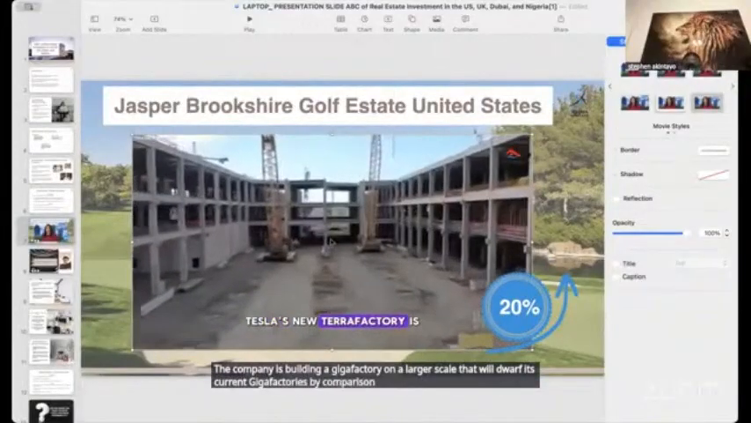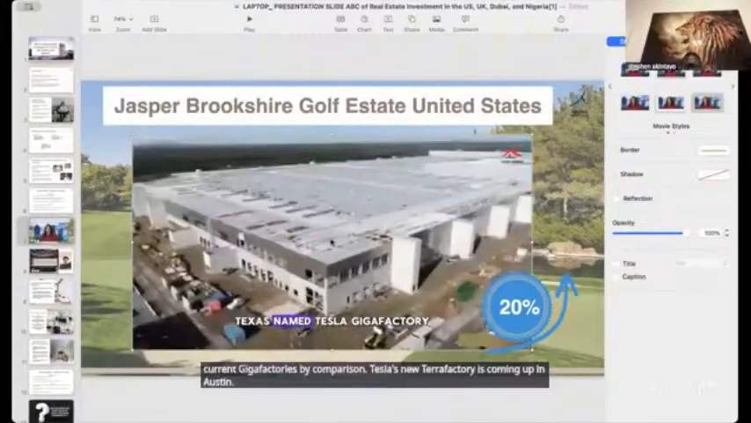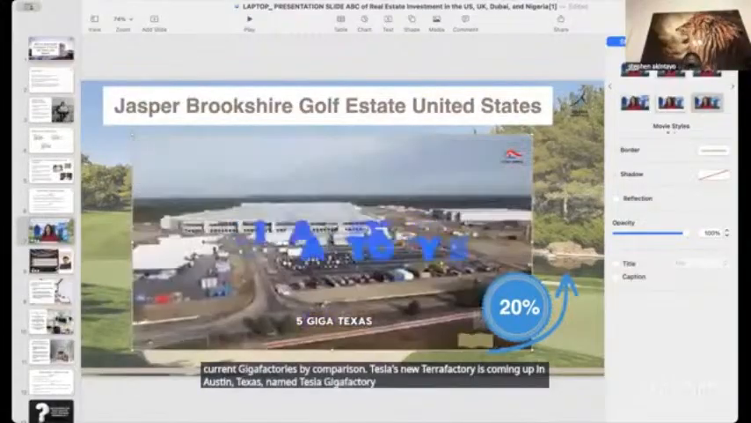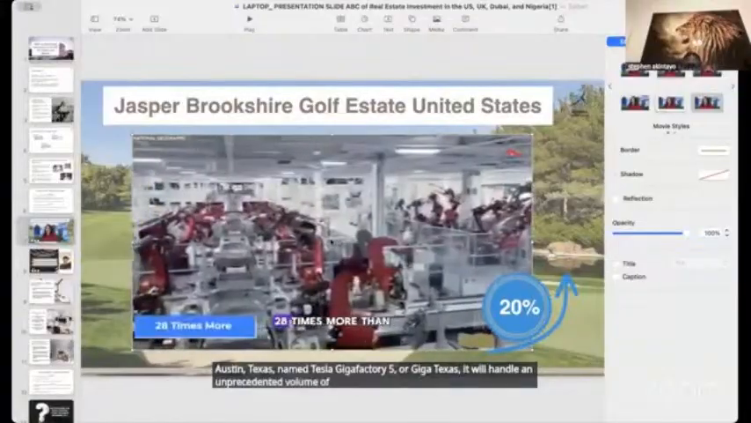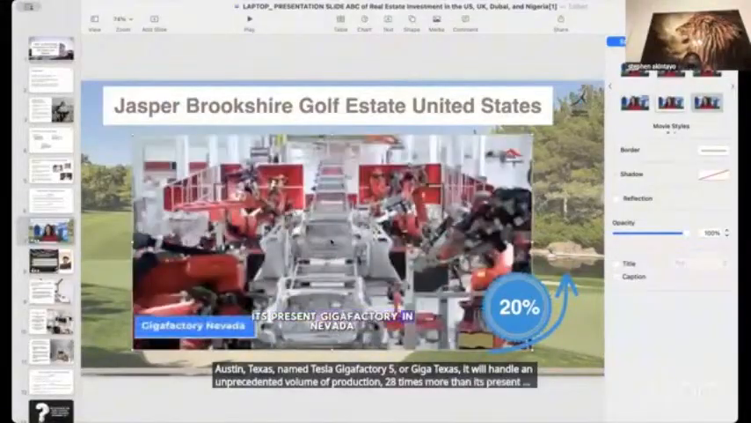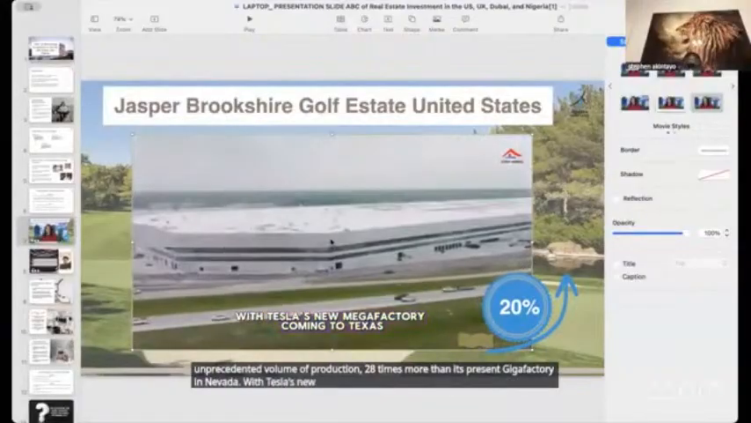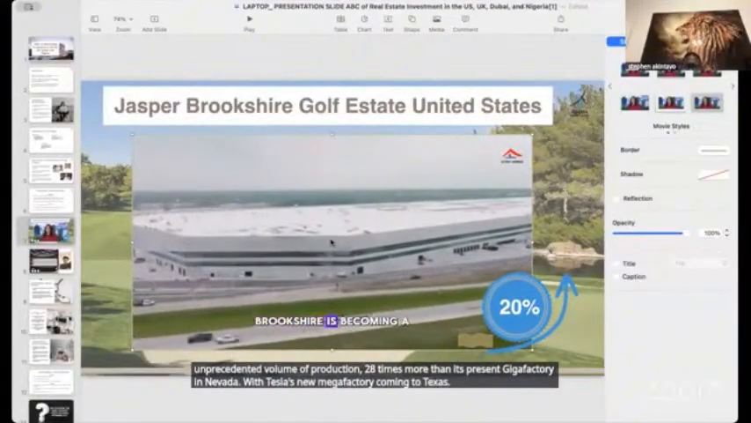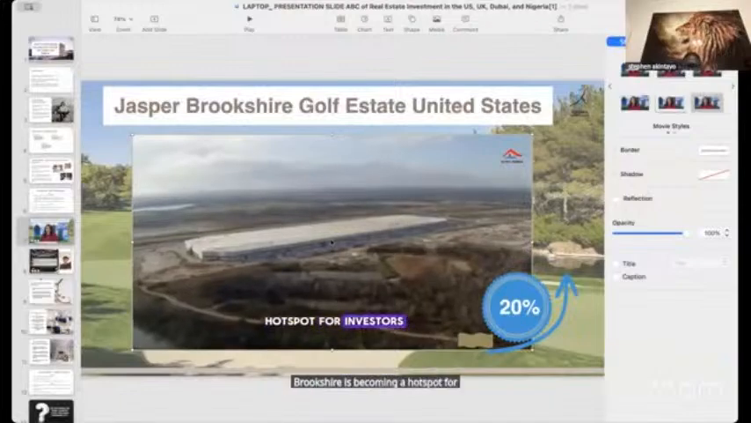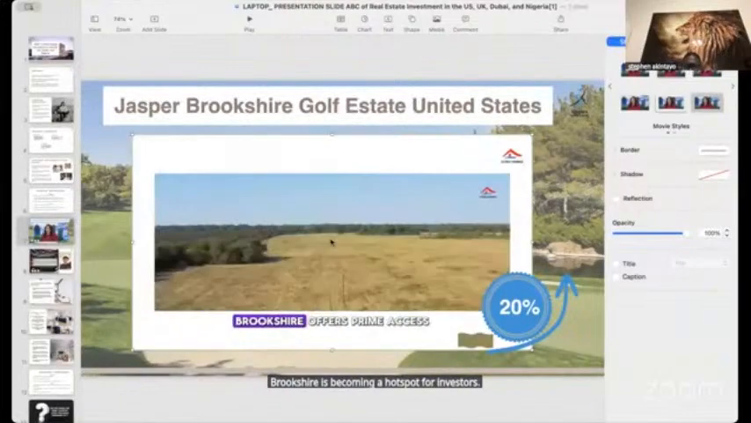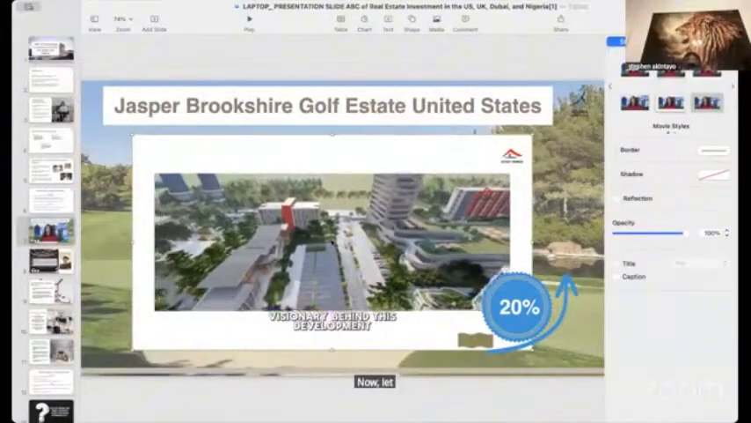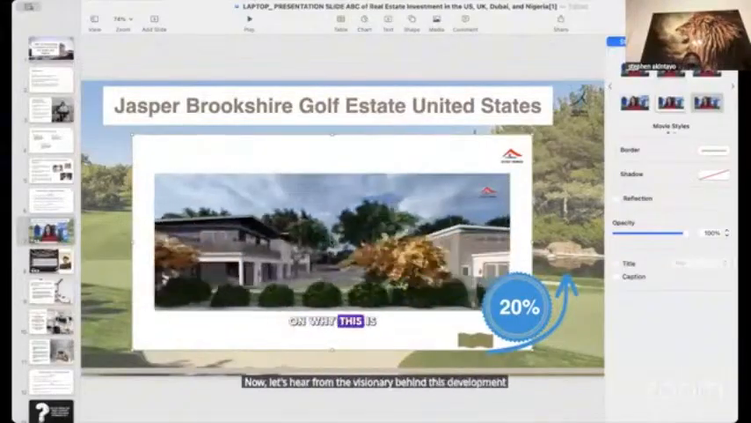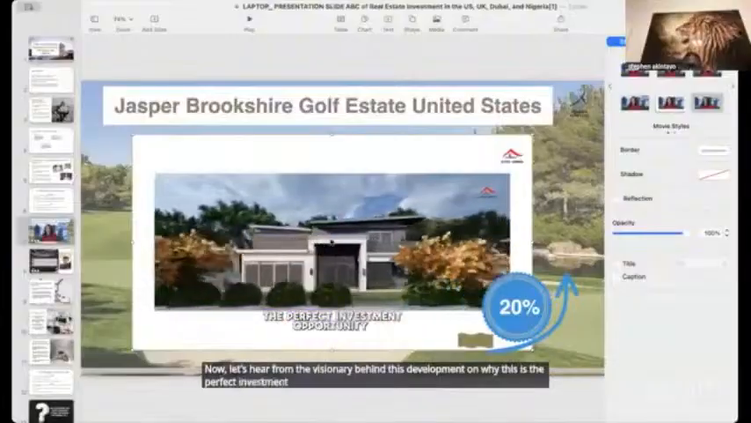Tesla's new Terafactory is coming up in Austin, Texas. Named Tesla Gigafactory 5 or Giga Texas, it will handle an unprecedented volume of production, 28 times more than its present Gigafactory in Nevada. With Tesla's new megafactory coming to Texas, Brookshire is becoming a hotspot for investors. Jasper Estate Brookshire offers prime access to this growth. Now let's hear from the visionary behind this development on why this is the perfect investment opportunity.